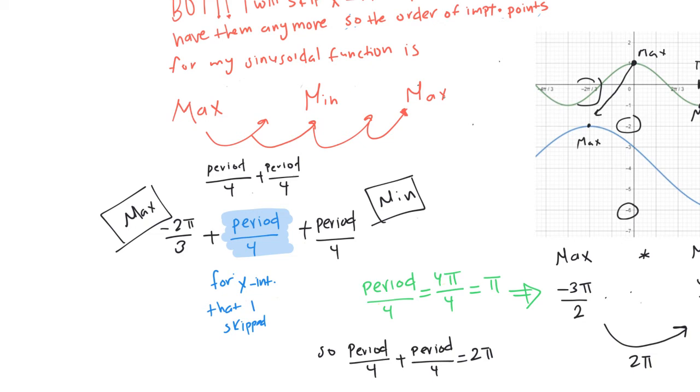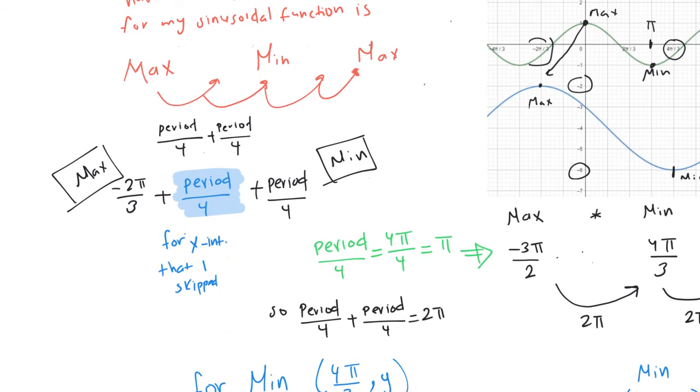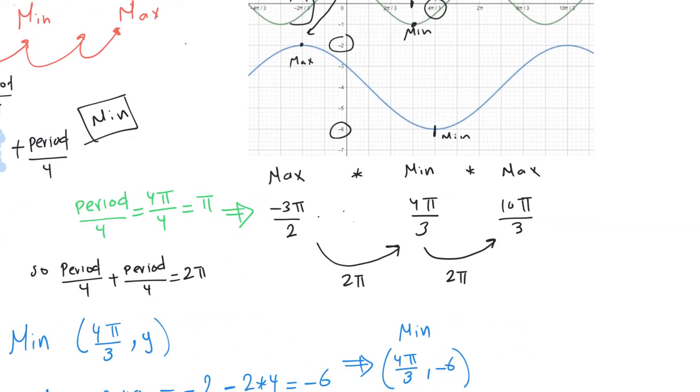Okay. The period, I did find it in the beginning of the video, which was 4 pi. I did divide it by 4, then it's pi. All right. So my important points will be: the maximum at negative 3 pi over 2. Skipping the x-intercept, I'm going to add 2 pi. So my minimum will be at 4 pi over 3.